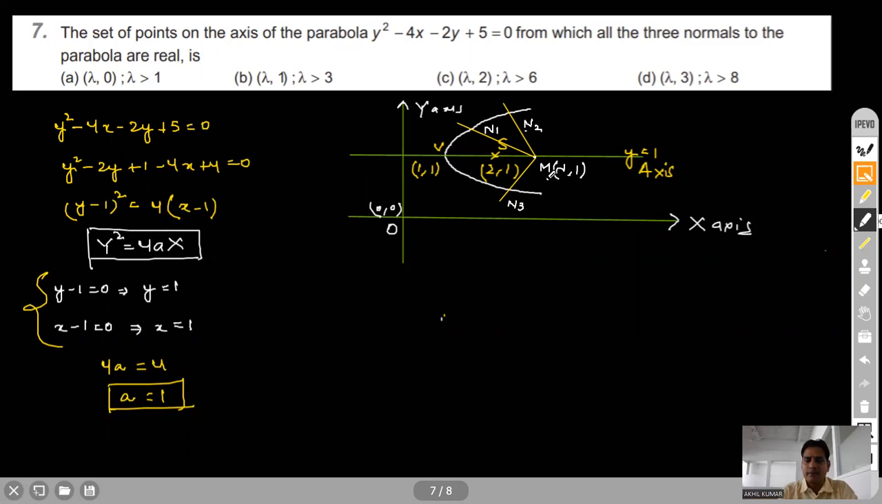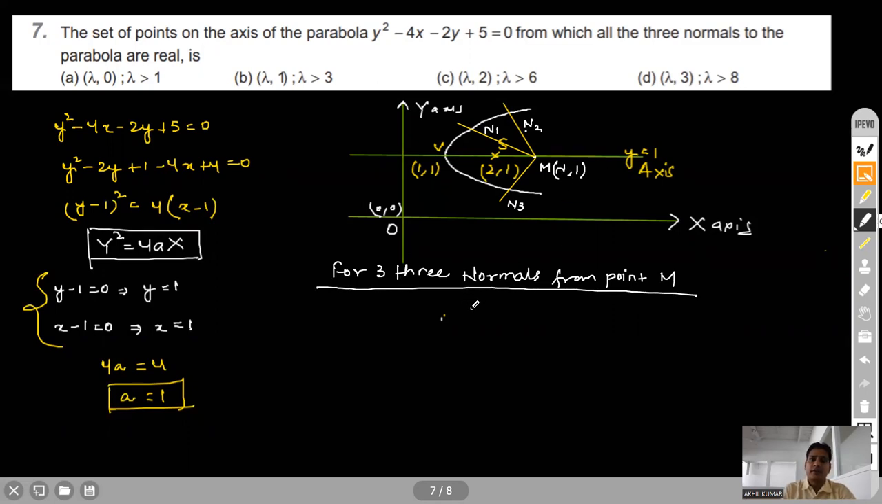Now this lambda may vary. For drawing three real normals from the point M, the x coordinate of M should be greater than 2a. This lambda should be greater than 2a. This is the condition for three real normals. So this lambda, the x coordinate of this point M, should be greater than 2a. Hope it is clear to all.